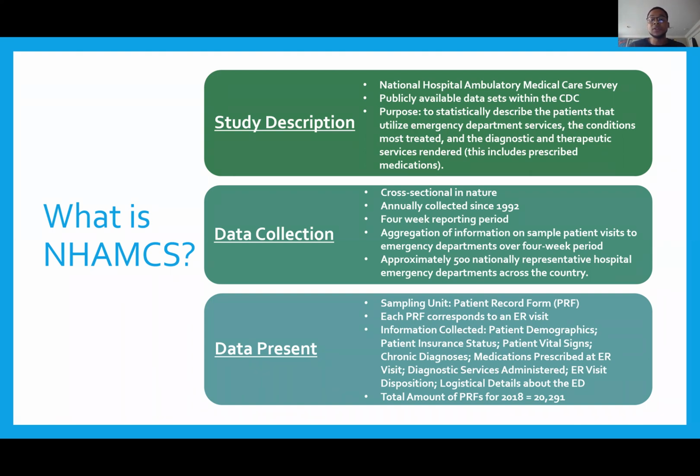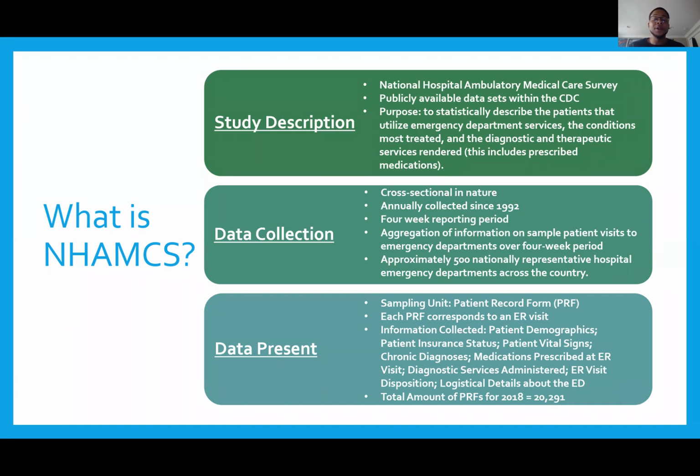From that, some other things that are collected within this patient record form are patient demographic information, their insurance status, vital signs, chronic diagnoses they may have at the visit, some medications that are prescribed, and diagnostic services administered, as well as logistical details about the department, which could include what physician is seen, how long the visit was, or whether a follow-up visit is planned. So all these things are also included within the survey.